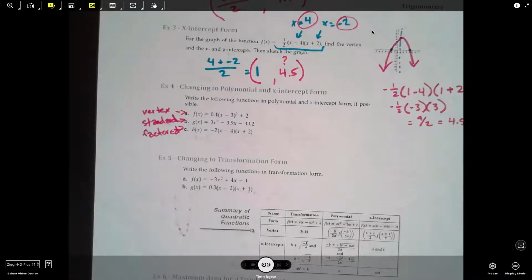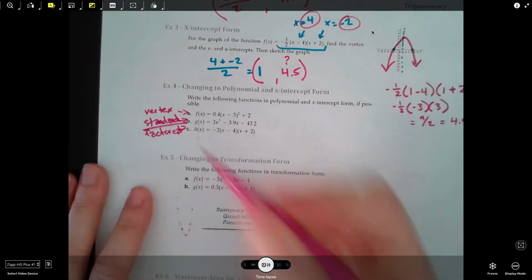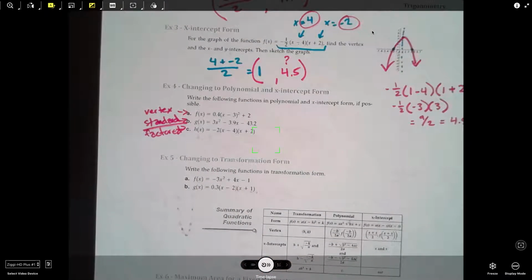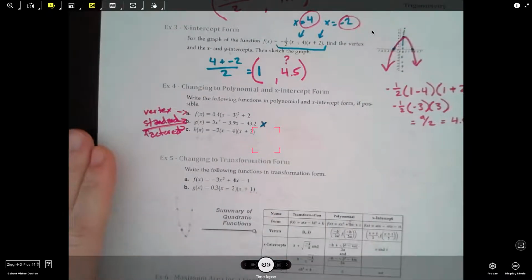Okay, so here's what I'm going to do. Anytime they have you switch from one form to the next, only switch it to standard form. Whatever form they're asking you to put it in, just worry about switching it to standard form. Do that on your homework assignment also. So part B is already in standard form. We don't have to do anything with him. He is done.